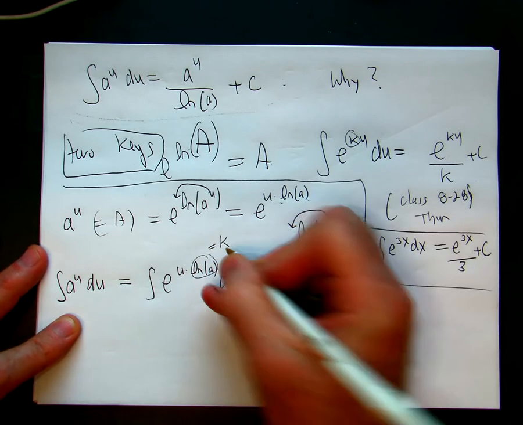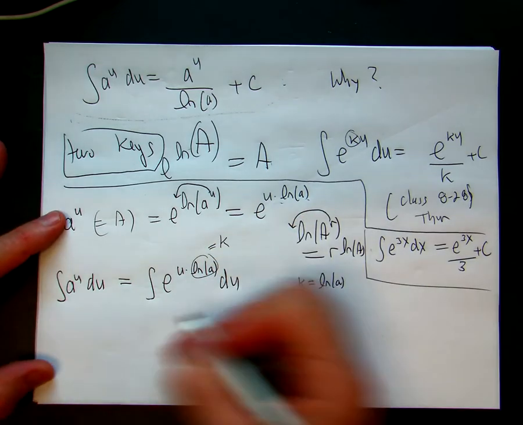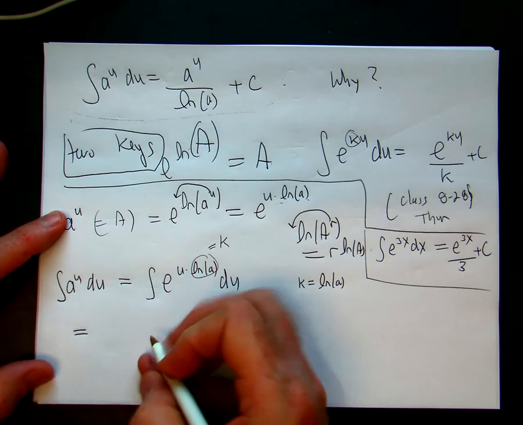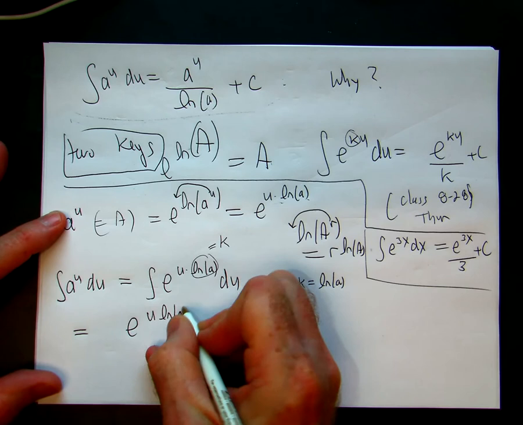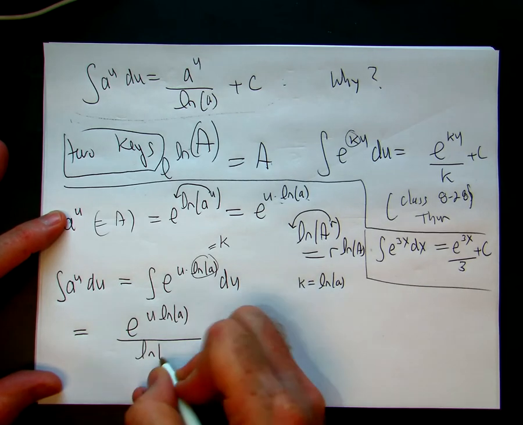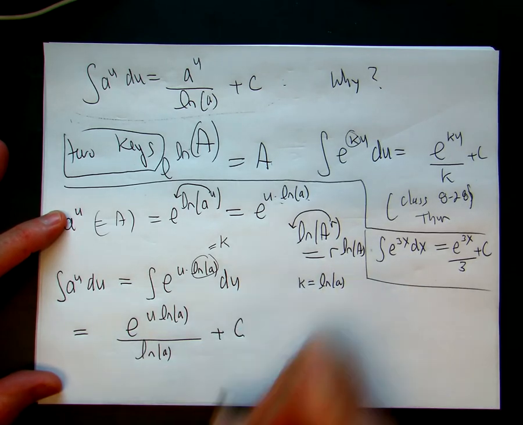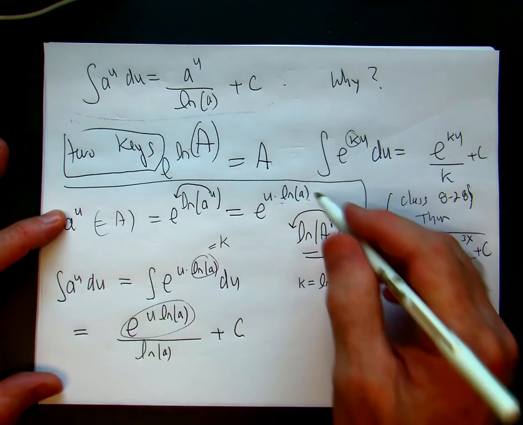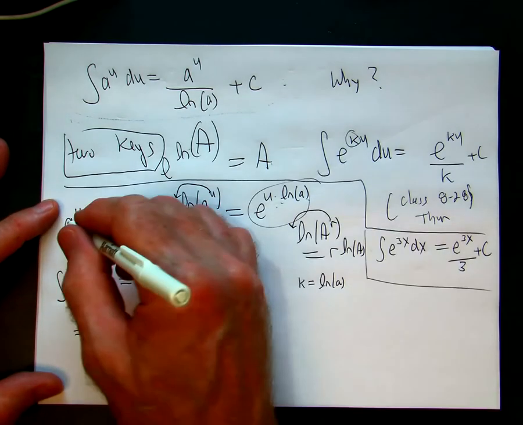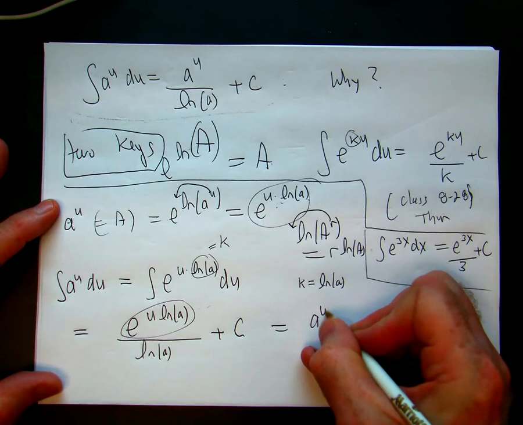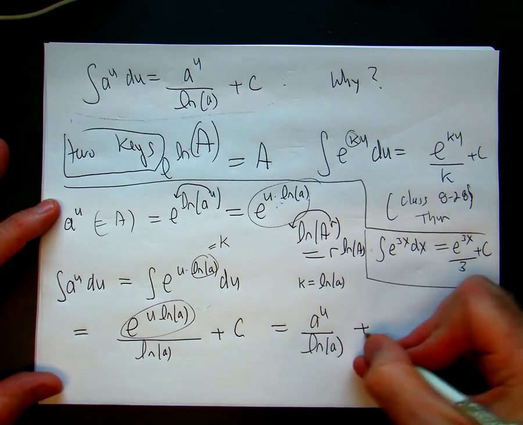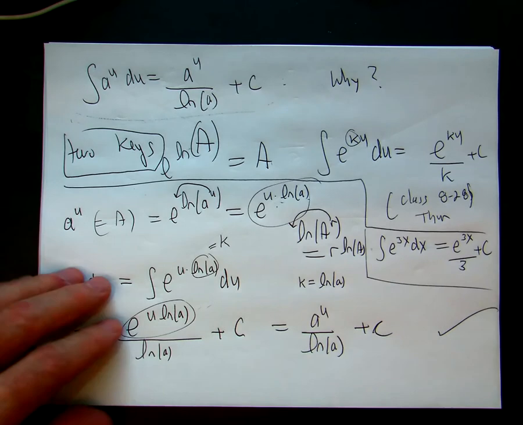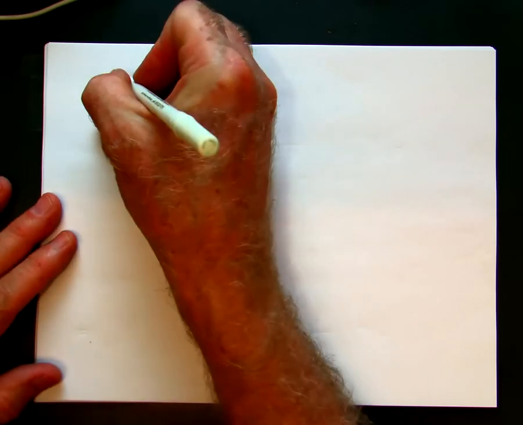That's a constant. So I know from the integral formula this is going to be equal to e to the u natural log of a over natural log of a plus the constant of integration. And then here, it's the same thing. I know that's a to the u. Okay. And we're done. I'm going to do a quick example and close the video.